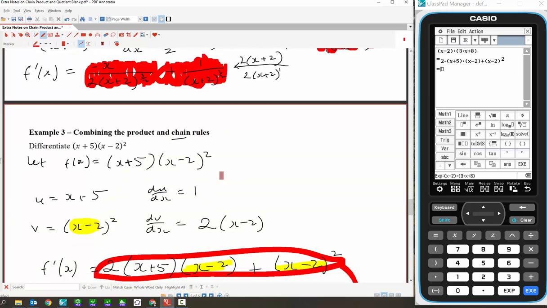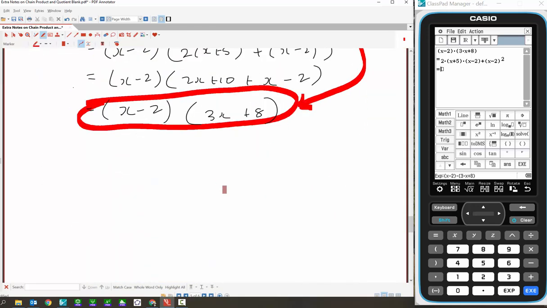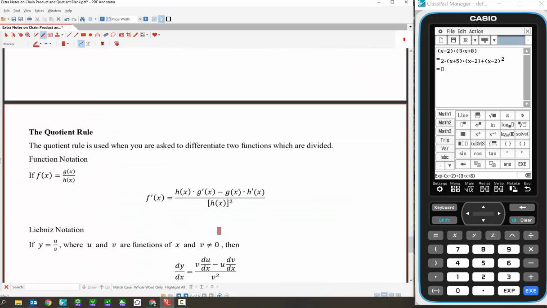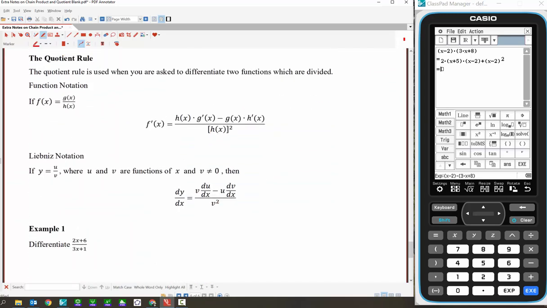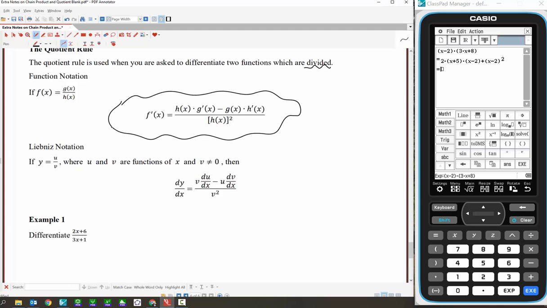Okay, so there is the product rule. Okay, and the last one we covered, this one will be short and sweet, it's the quotient rule. Alright, so the quotient rule is used when you're asked to differentiate two functions which are being divided. Here it is using function notation. Again, that just doesn't work for me. If it does work for you, that's fantastic.